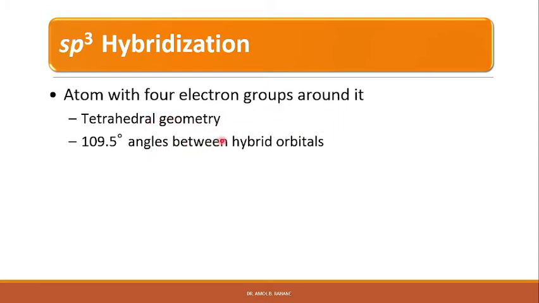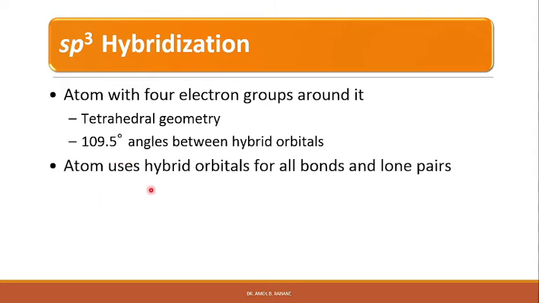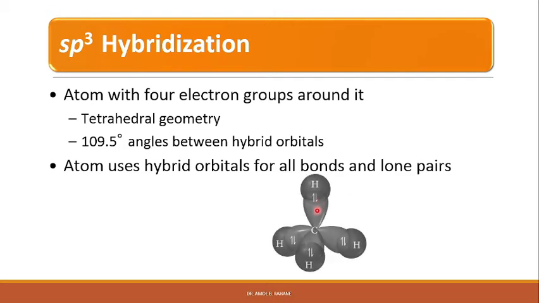So it has achieved the tetrahedral symmetry because of the sp3 hybridization, and the bond angle between the atomic orbitals is 109.5 degrees. So an atom uses hybrid orbitals for all bonds and lone pairs, right? This is a typical example of methane.